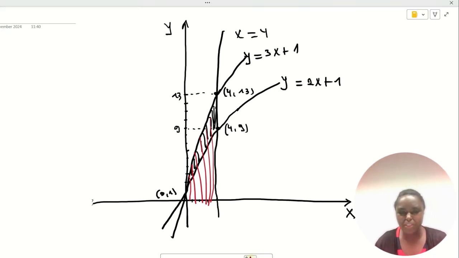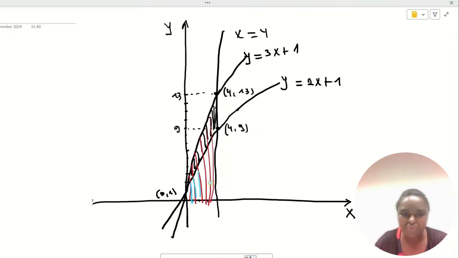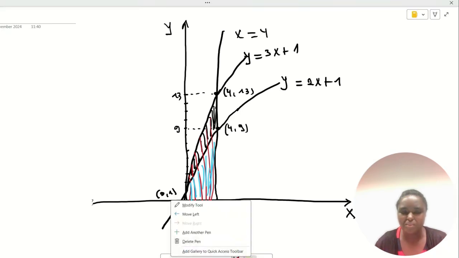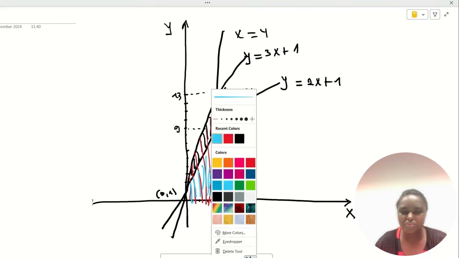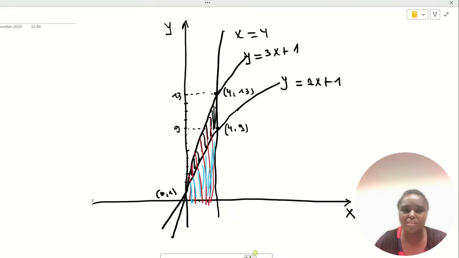But if we integrate this line 2x plus 1, we will be finding which area? We will be finding only this area, the blue one. So what we need, I'm going to call it, let me find another color, like the green one. We need this area S, and S will be equal to what?